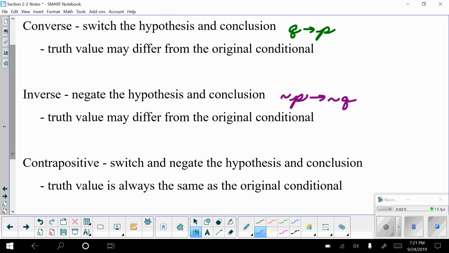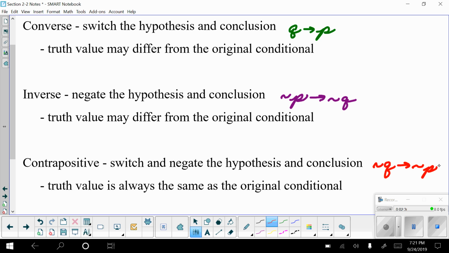Then the contrapositive, which is kind of a fun word to say, is a combination of converse and inverse. I'm going to switch and negate the hypothesis and conclusion. So this would be if not Q, then not P.